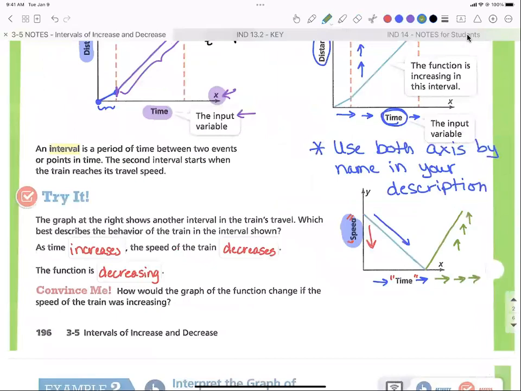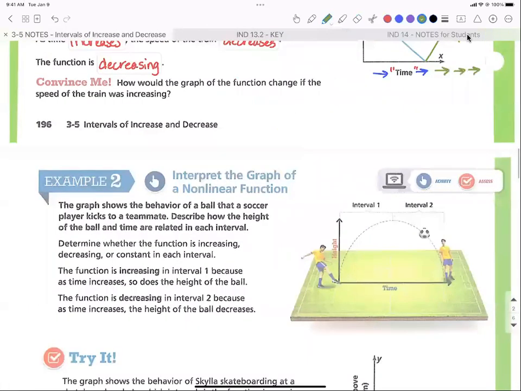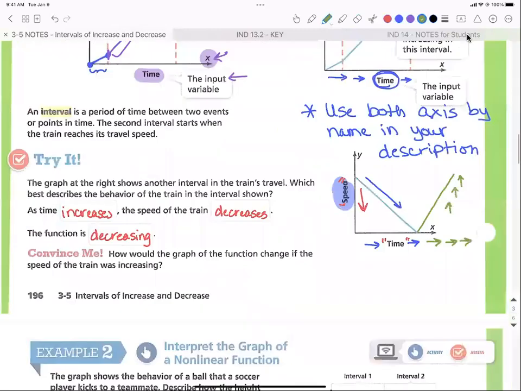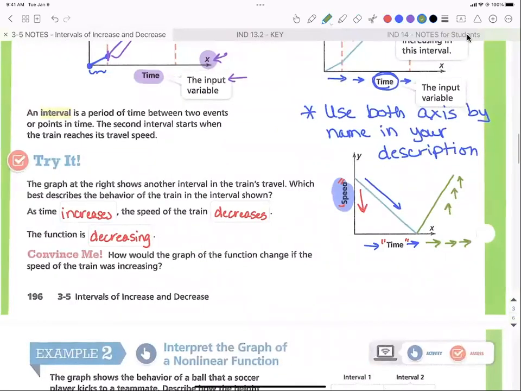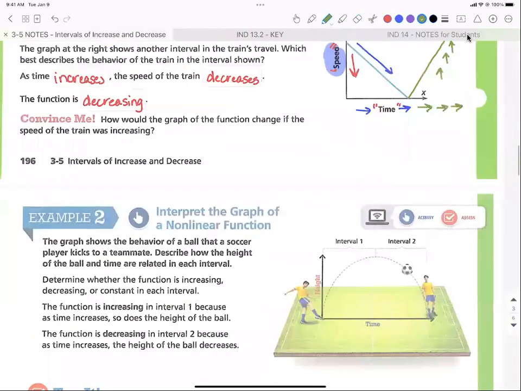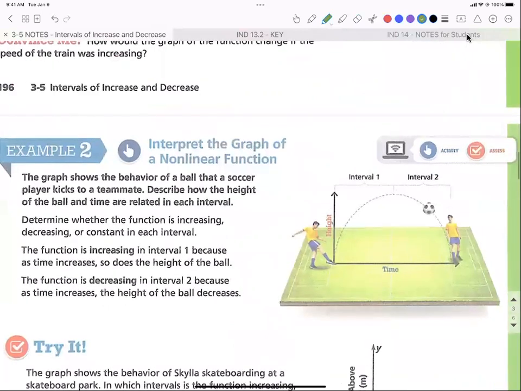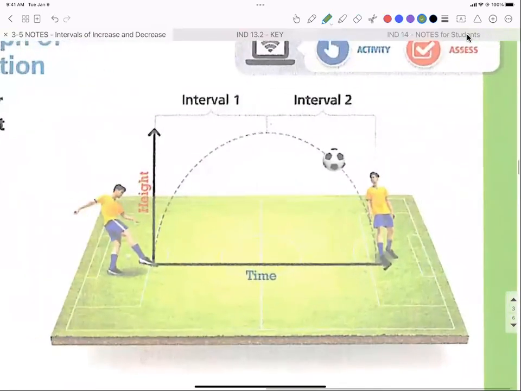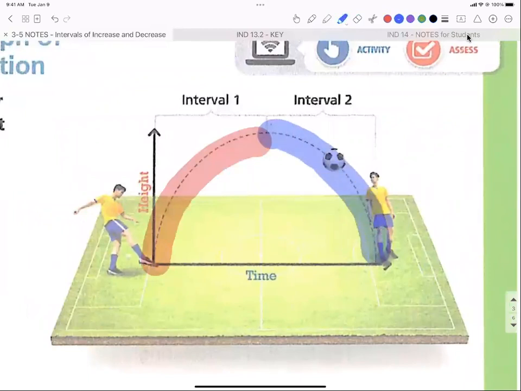So far, so good? All right, how about a non-linear function? These were linear, right? Straight lines means constant. Okay, what about nonlinear? This gets a lot harder. Are you ready for this? Super duper hard, but I have faith in you guys. This section is increasing. This section is decreasing. That's it. Doesn't change. Okay, is it going up or is it going down?